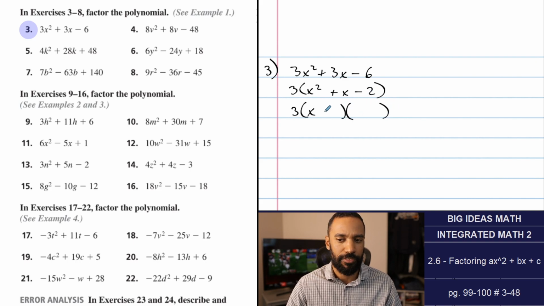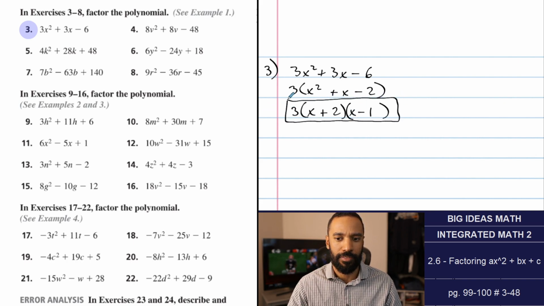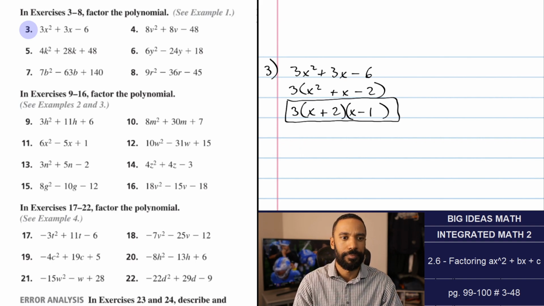What two numbers multiply to negative 2 and add to 1? That's a positive 2 and a negative 1, just like that. Now, the 3 stays factored on the outside. That's part of the GCF talk. That's actually what we get from that.